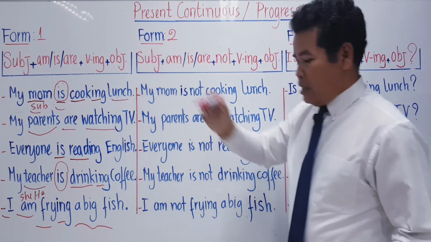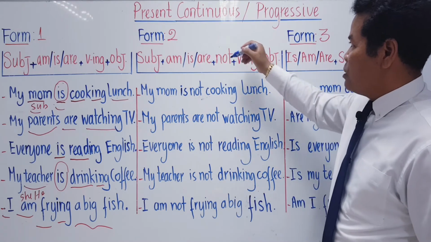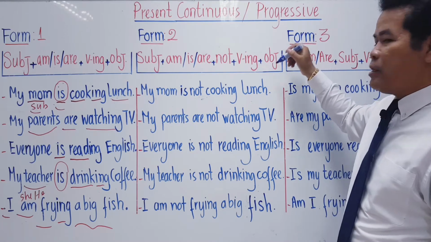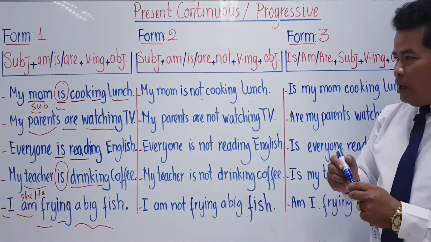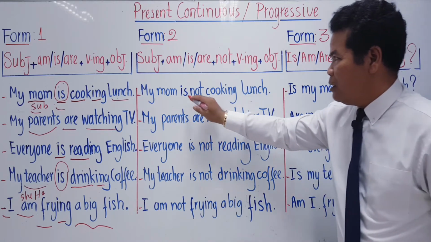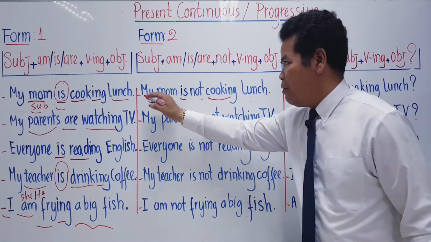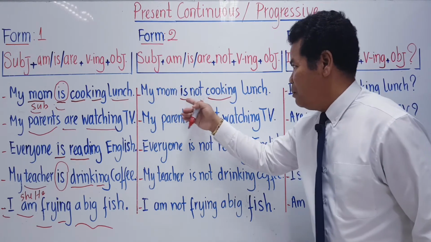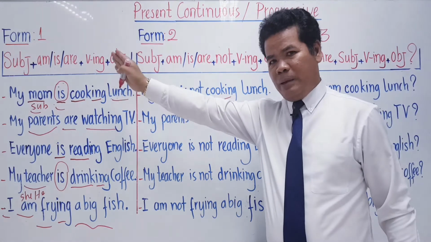We use subject, plus the part of verb to be, plus not, plus verb ing, plus object. So look at the example. My mom is cooking lunch. This is affirmative. Affirmative or positive, form number 1.